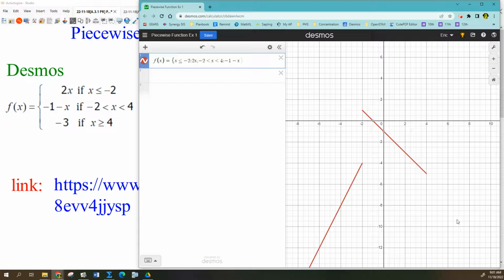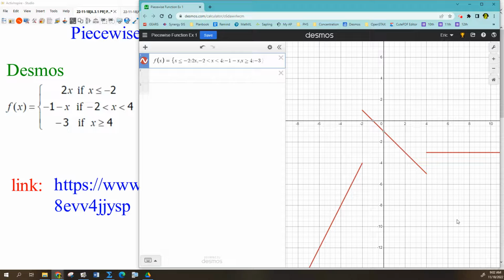How about that? Okay. And then finally, what do I need to do now to get the last piece in there? If I want to include another piece, what do I have to do? Comma, right? Got to have a comma to separate each piece. Comma, domain. So x is greater than or equal to 4, colon, -3. And what do you know? I got it. Okay, pretty cool.